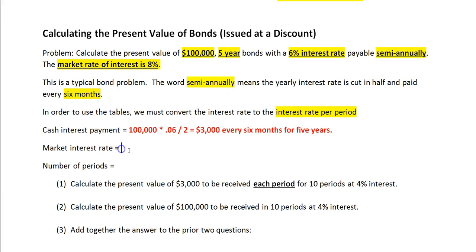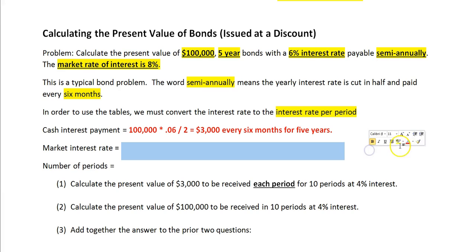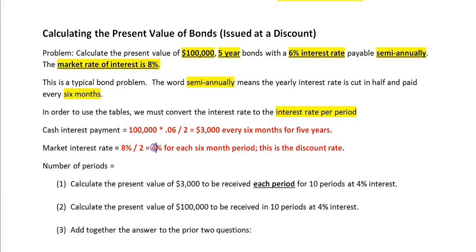The market interest rate. Market interest rate is given at 8%. We're just converting it to its per period interest rate. So per period, per 6 months, it's 8 divided by 2. It would be 4% for each 6-month period. So this is going to be our discount rate. That means this is the rate that we're going to look up in the table.